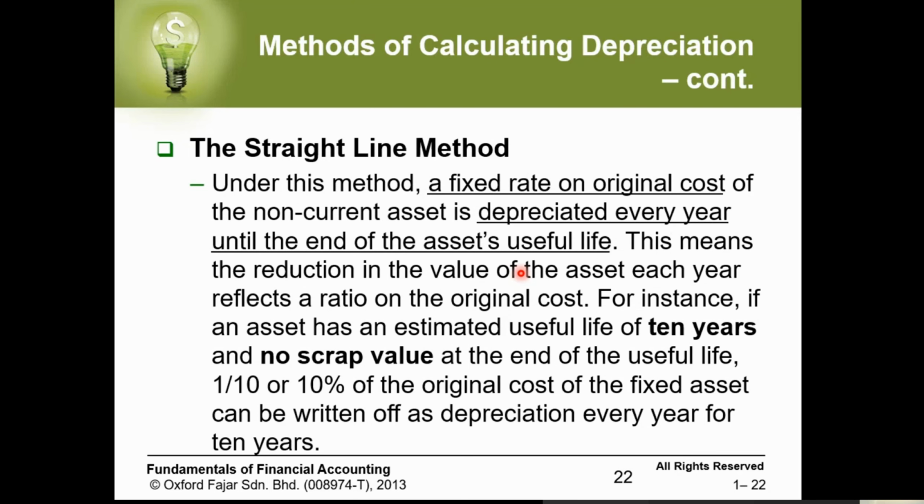Let's start with the straight line method, which, as we mentioned, has a lot of names. Under this method, a fixed rate on the original cost of the non-current asset is depreciated every year until the end of the asset's useful life. This means the reduction in the value of the asset each year reflects a ratio of the original cost. For instance, if an asset has an estimated useful life of 10 years and no scrap value, you divide the cost of that asset by 10, or multiply it by 10%, for each year.